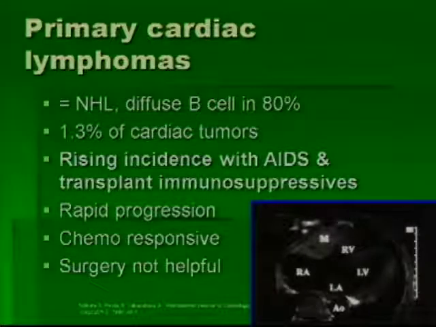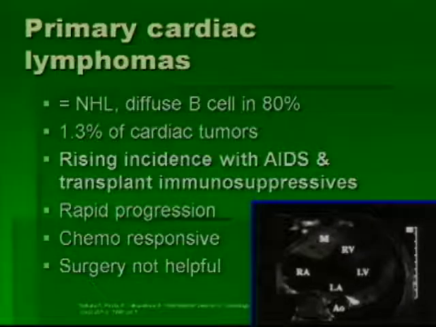Primary cardiac lymphomas are quite different than these other malignant cardiac tumors. Most of them are non-Hodgkin's cell lymphomas. They can be diffuse B cell type, about 80%. 1.3% of all cardiac tumors can be cardiac lymphomas. Rising incidence is happening recently with AIDS and, of course, transplant immunosuppressives. They're still quite rare, however.